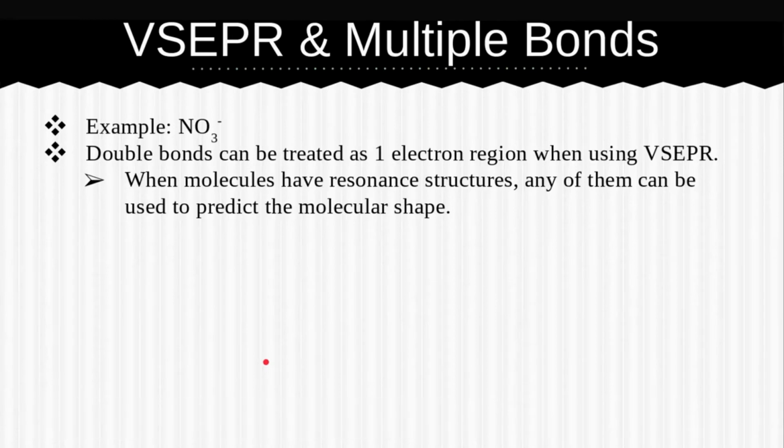So some molecules have double or triple bonds. An example is NO3- has double bonds in it. However, when we're dealing with VSEPR, we don't really consider those double or triple bonds to be any different than a single bond. We treat them as one electron region.